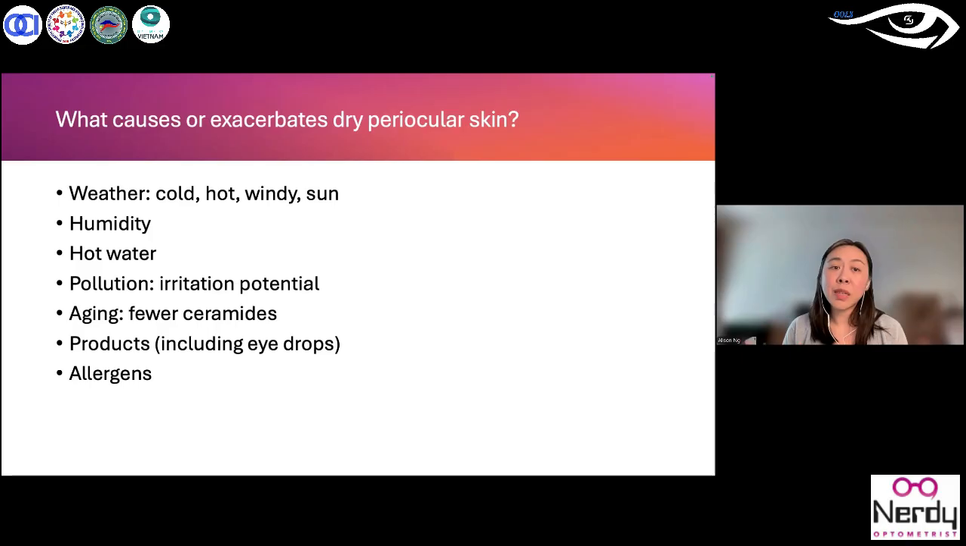Some of us here who regularly see patients who are on, for example, long-term glaucoma treatments use lots of different drops, and these drops might be preserved. Some of the preservatives can exacerbate dryness around the skin, but sometimes the drugs themselves can also cause localized irritation to the skin. And then last of all, we also have allergens, and this can exacerbate some of the signs that we see around the periocular skin. But if you look at this long list overall, you probably see there's quite a bit of a parallel between what exacerbates dry eye symptoms and what can exacerbate dry periocular skin.